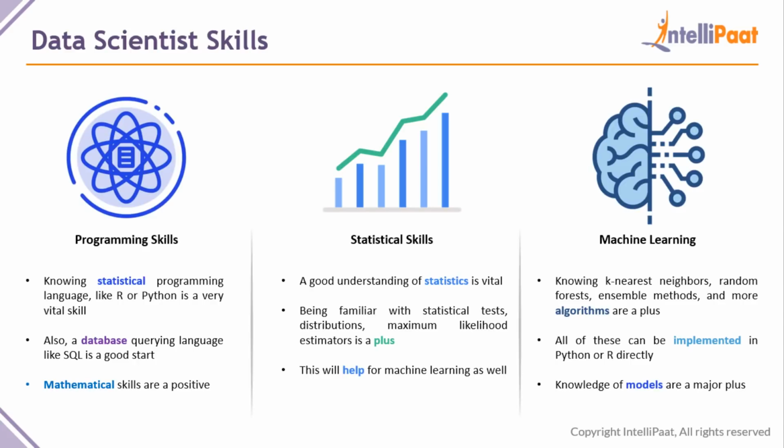This will help you for the next skill which is required, which is basically machine learning, because statistics and machine learning go hand in hand. There's so much in machine learning, and a good certification program will teach you a lot about it, because you will need to know k nearest neighbors, random forests, ensemble methods, algorithms. There are so many things: structured learning, unstructured learning, regressions, classifications. Guys, there are many things that you need to know to skill up yourself in machine learning.